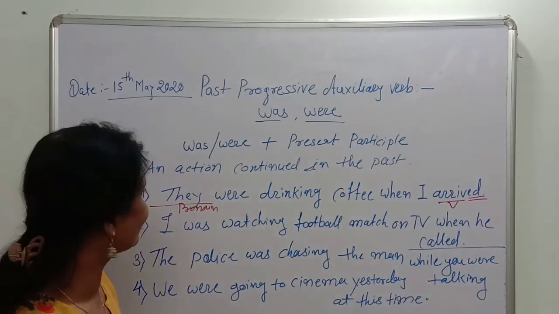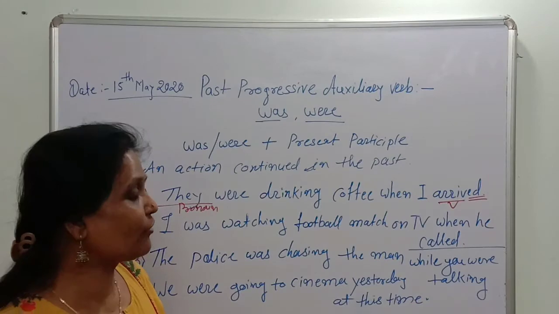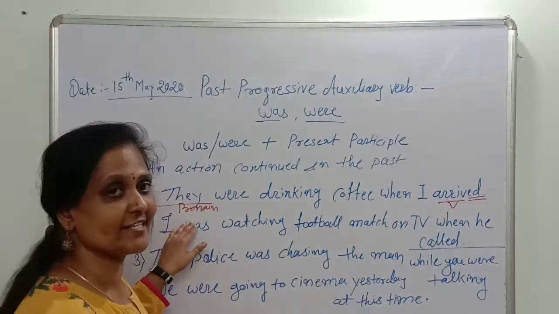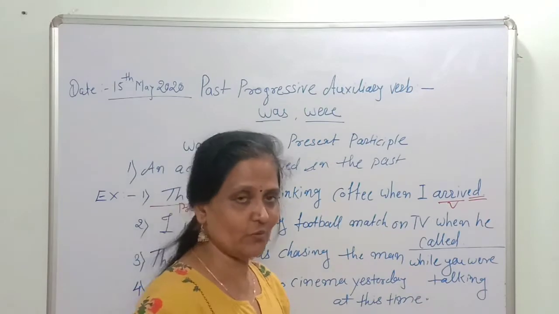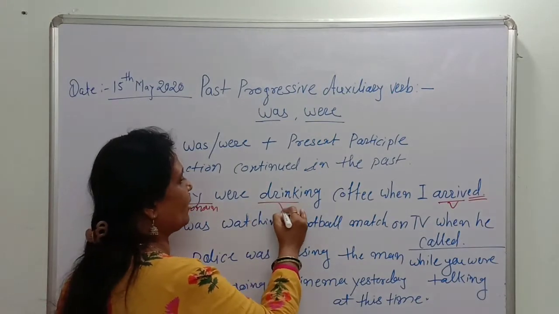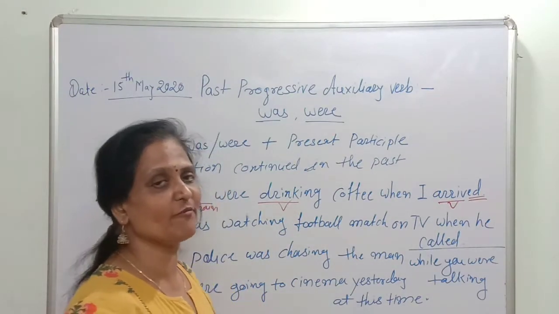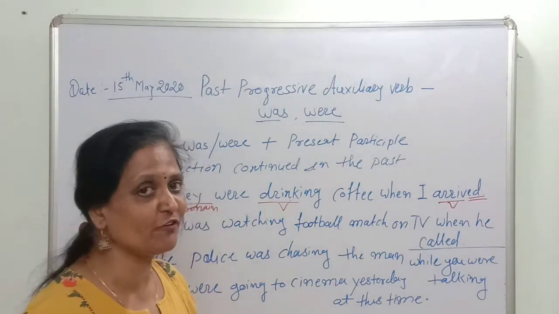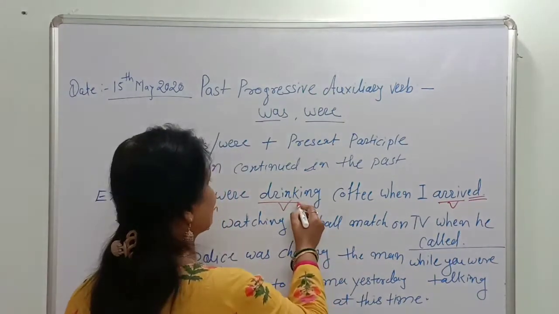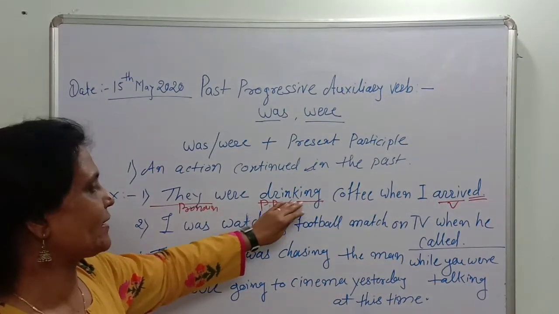So what I said: they were drinking coffee when I arrived. Okay? I said that when I arrived, they were drinking coffee. It means they had already started to drink the coffee and it continued when I arrived, right? So drinking: look here, drink is the verb. Drinking is a verb. Drink is the base form of drinking. So drink is the base form of the verb, and we use ing for the present participle. So this is the present participle verb.